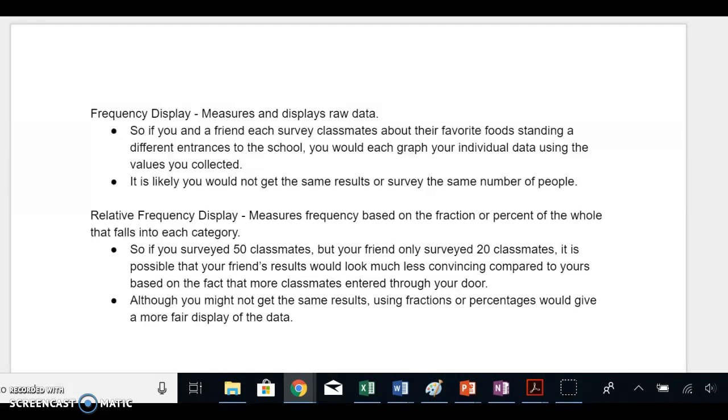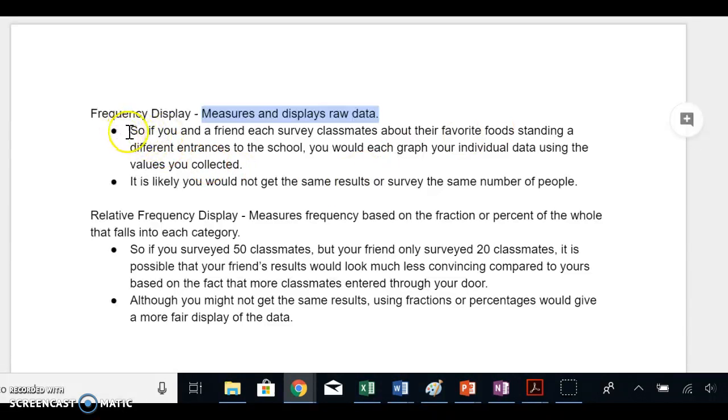So we've been talking a lot about frequency displays. Frequency displays measure and display just raw data. If I surveyed 30 people about how many siblings they have, then I would have 30 data items that I would somehow put on my graph. But here's where it becomes maybe not the best choice. Let's look at this example.